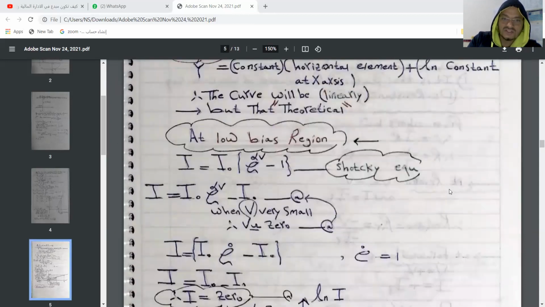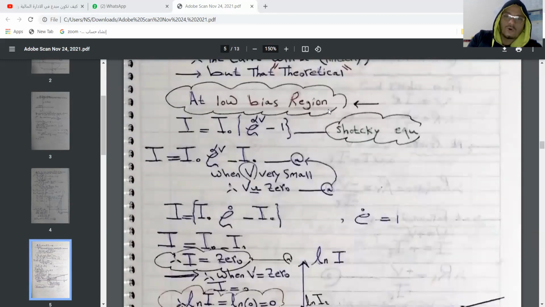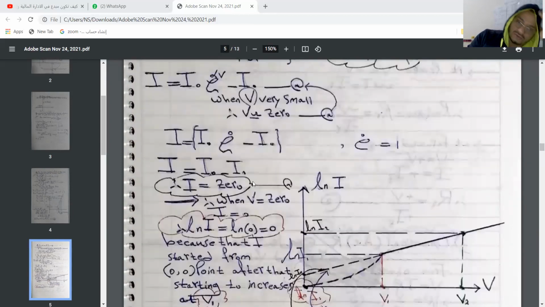At low bias region, I equal saturation current exponential alpha V minus 1, Schottky equation. At low bias region, V will be very small amount. That's mean alpha V will be approximately 0. Exponential 0 equal 1. That's mean the total I will equal 0.